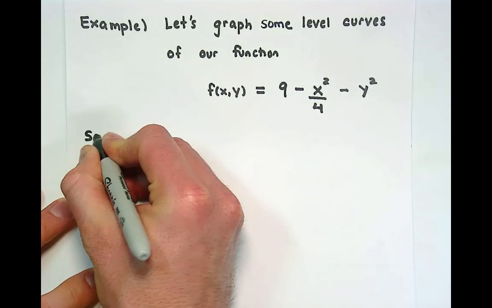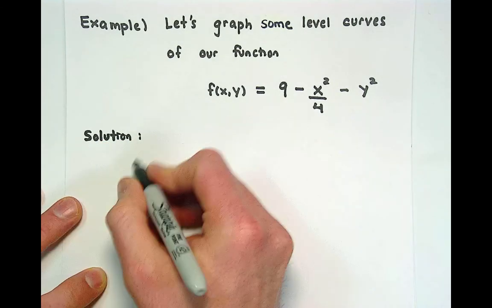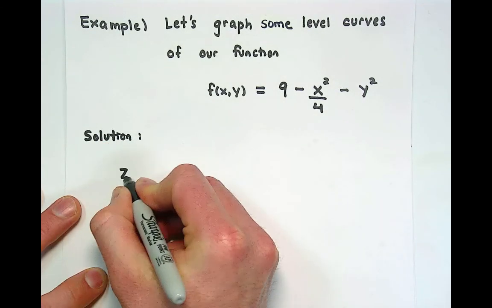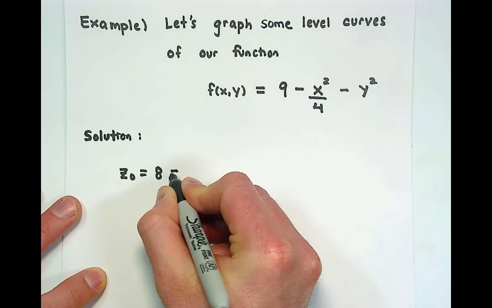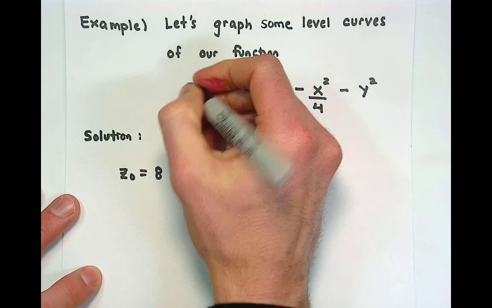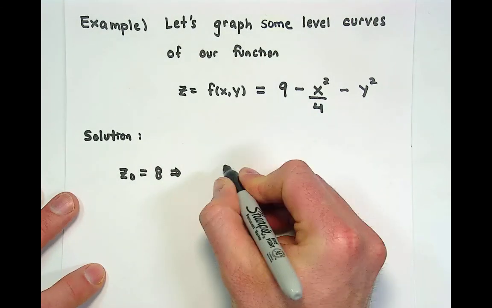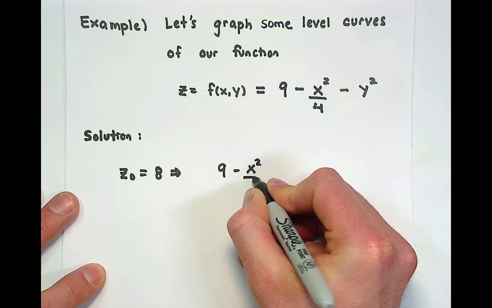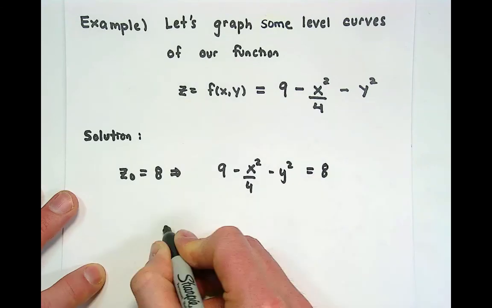We looked at the contour curves. Now what we're going to do is look at the level curves. In this case, we had 3 particular z0 values. We had the z0 value of 8. And what we'll see is the moment that I set z equal to z0, this gives me 9 minus x squared divided by 4 minus y squared equal to 8.